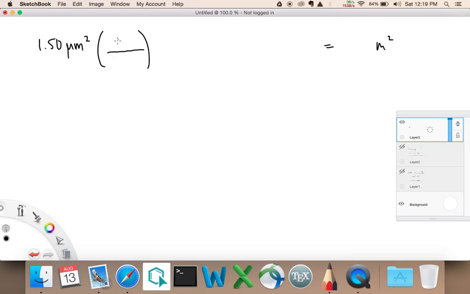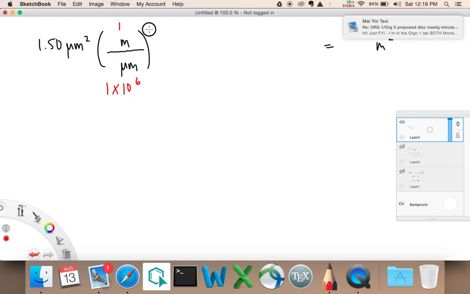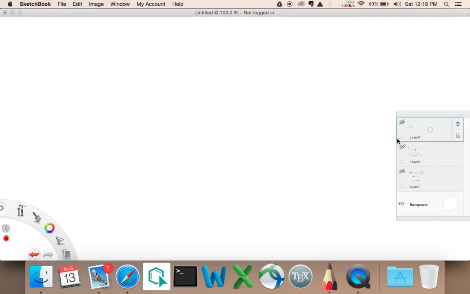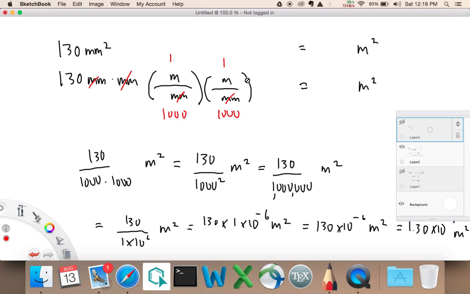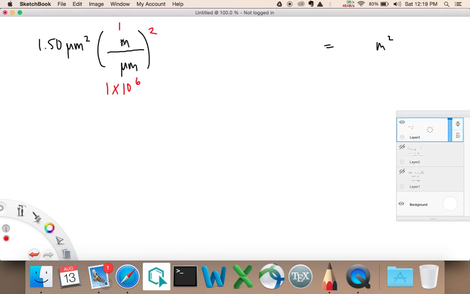I've got to cancel out micrometers. I'm going to go a little faster this time. First of all, I'm going to write down the conversion for micrometers: it's 1 times 10 to the 6, a million, over 1. But I'm going to save some time, and this time I'm just going to square it on the outside, instead of writing it out twice like I did in the previous problem.